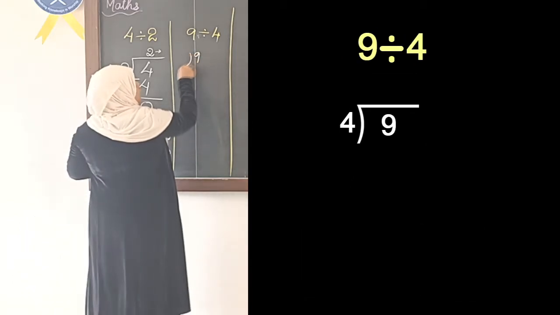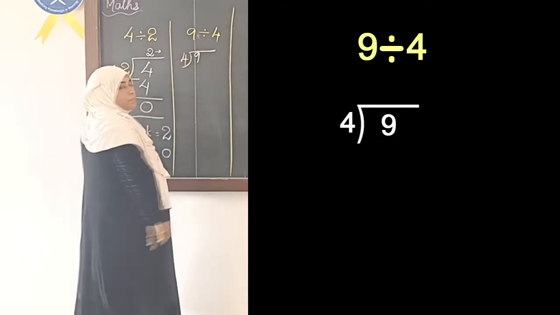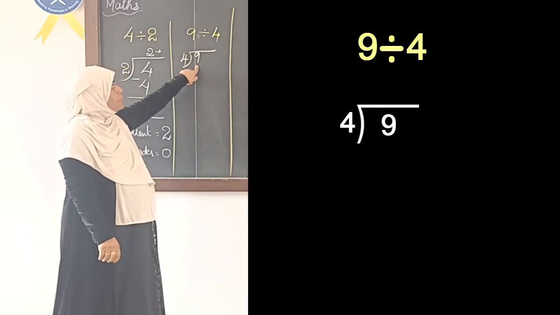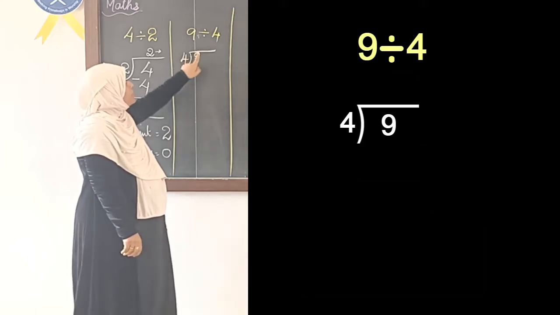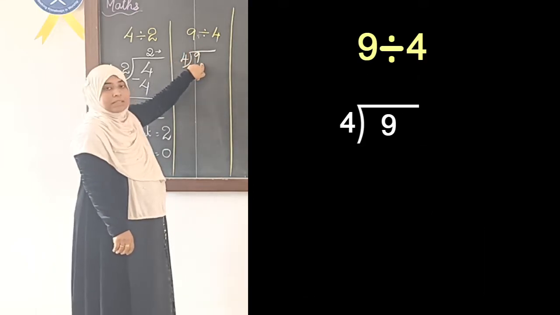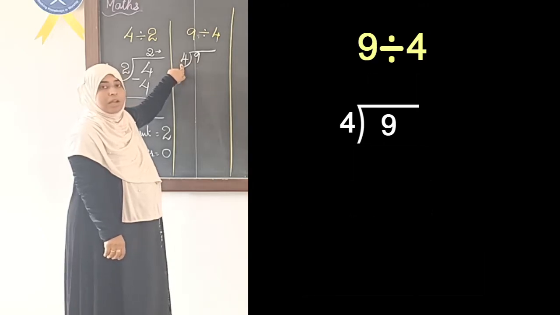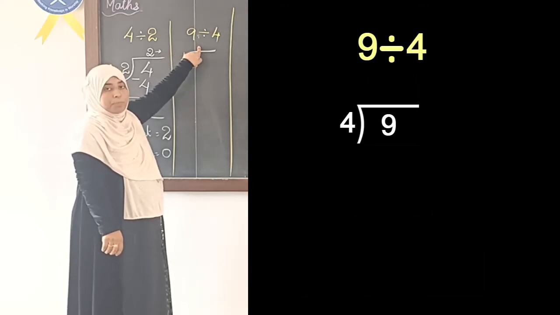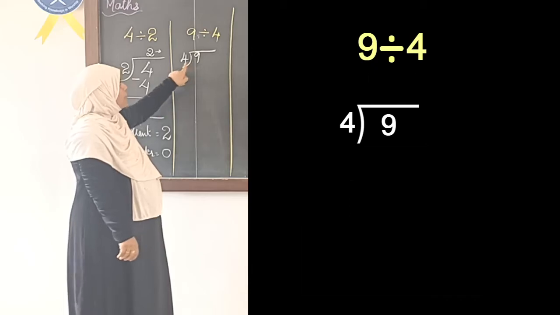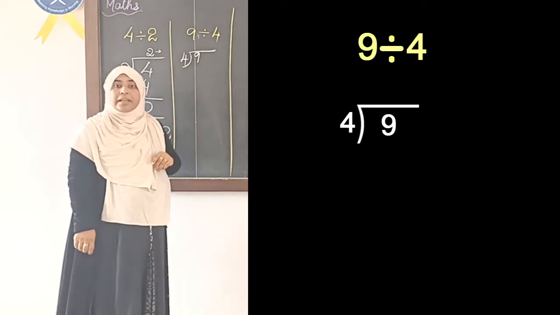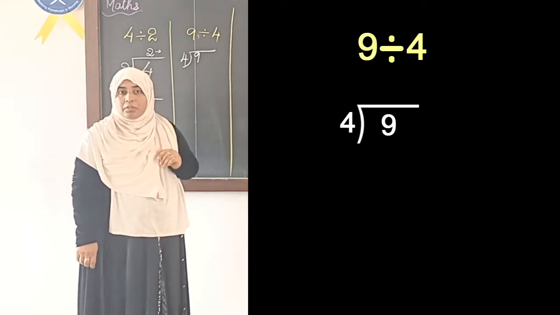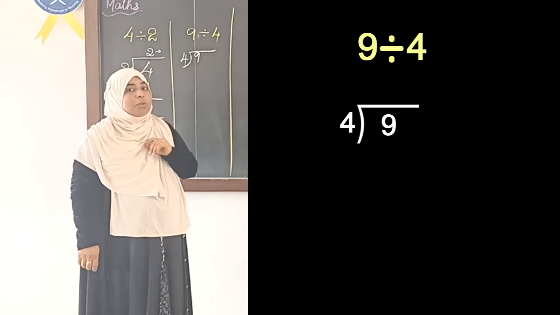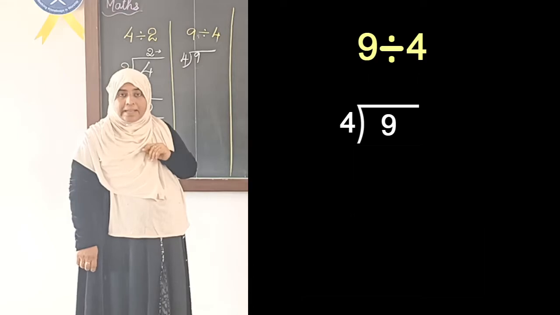9 divided by 4. Okay, the number that we have to divide, we write it inside, the greater number, okay? And the number which will be dividing this greater number, we write it outside. Answer, we will write it on the top, fine? Now in the table of 4, we have to see where we get 9. Do we get 9 in the table of 4? No, we get 8. 4 into 2 is 8, but we don't get 9.